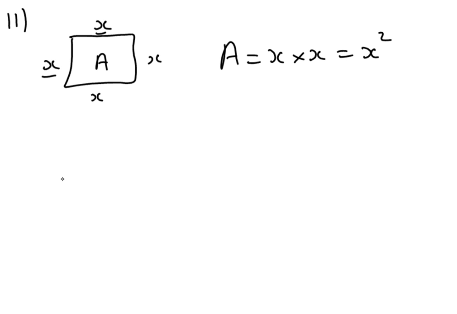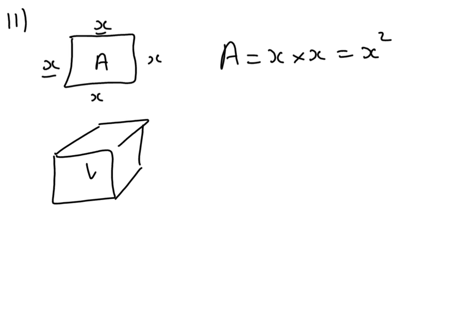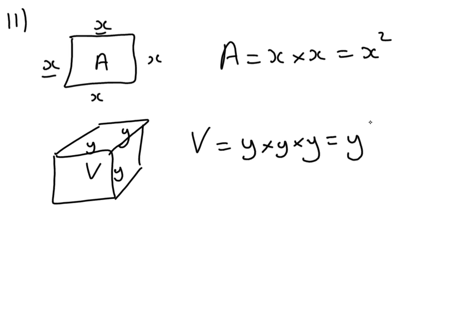The second one says the volume of a cube. Where's a cube? The volume's the inside of that. So what dimensions have we got? We've got cube side Y. So the volume V is equal to the length times the width times the height. So we've got Y times Y times Y. And the way we write down that quicker is Y cubed.